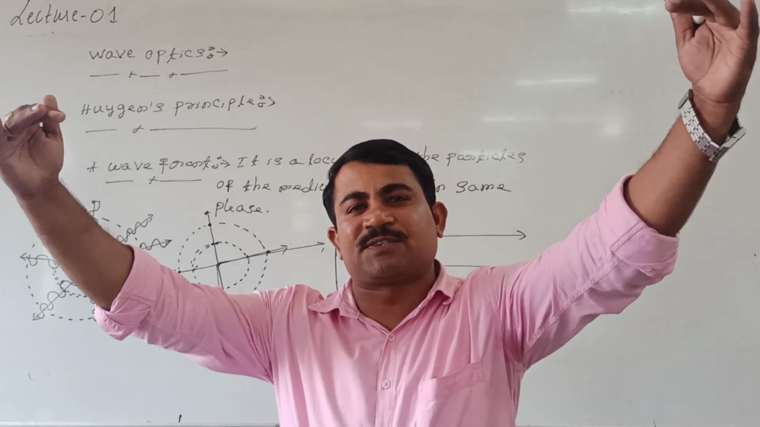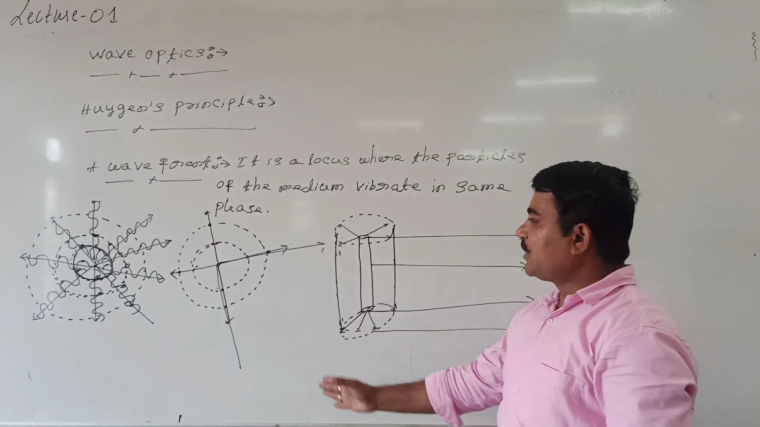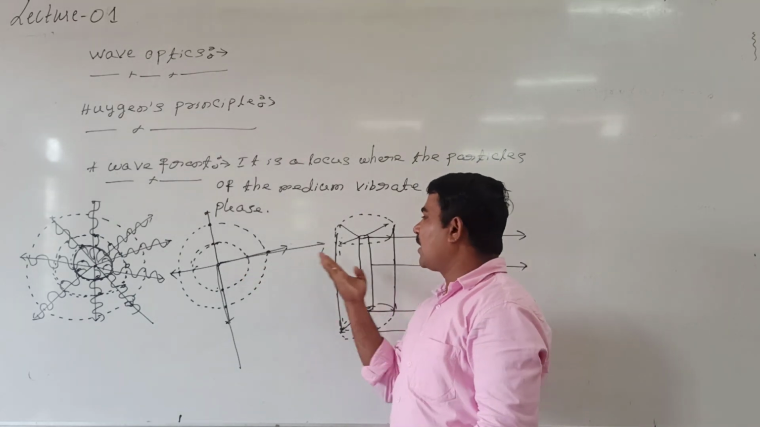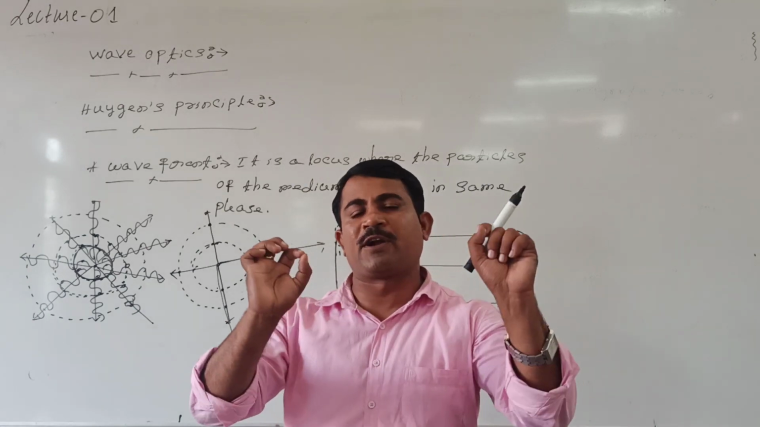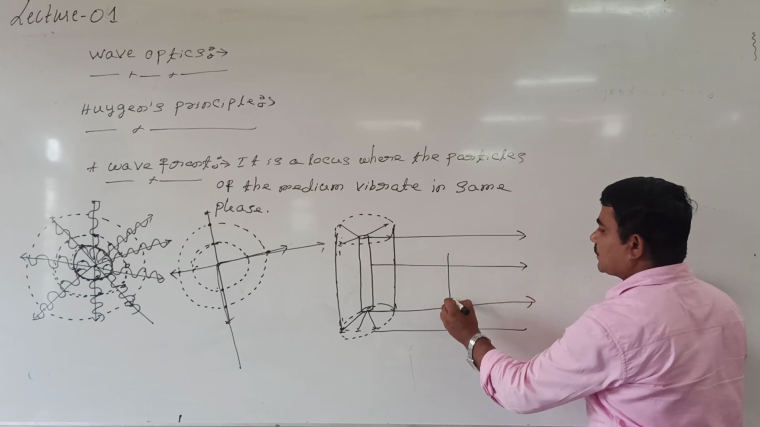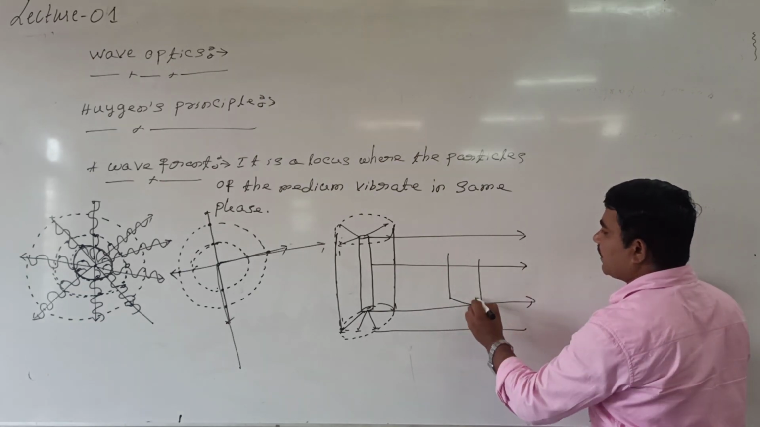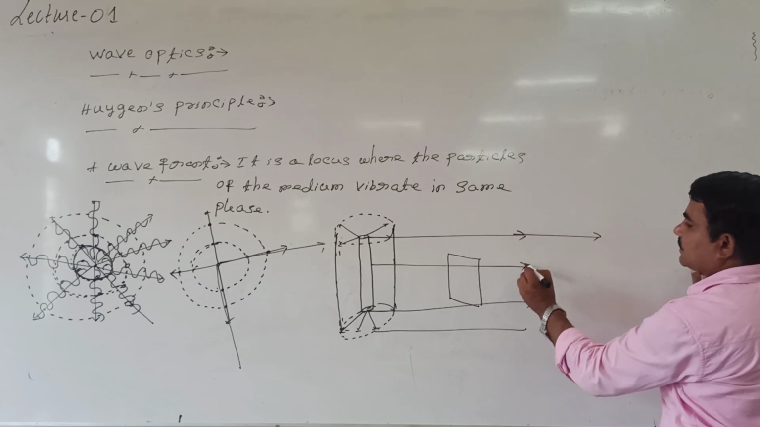After a long distance, how do they become? They become a plane like this. Either the source of light is spherical or the source of light is linear. At an infinite distance, all the wavefronts become plane. How is it? Look at me. At an infinite distance, if we draw this, this becomes what? Plane wavefront.